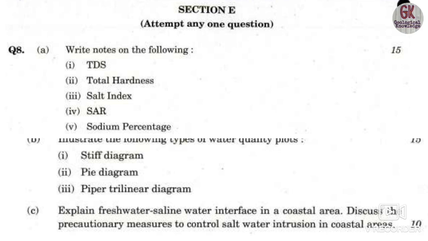And 8B is what you have to discuss: the Stiff diagram, the pie diagram, and the Piper diagram. Question number 8C is explain the freshwater and saline water interface in a coastal area, and you have to discuss the precautionary measures to control the saltwater intrusion in the coastal areas. So that you have to write.